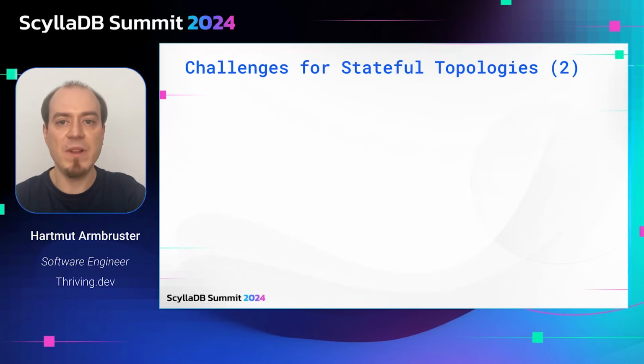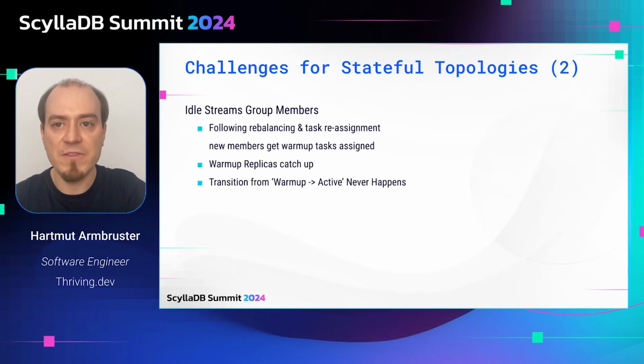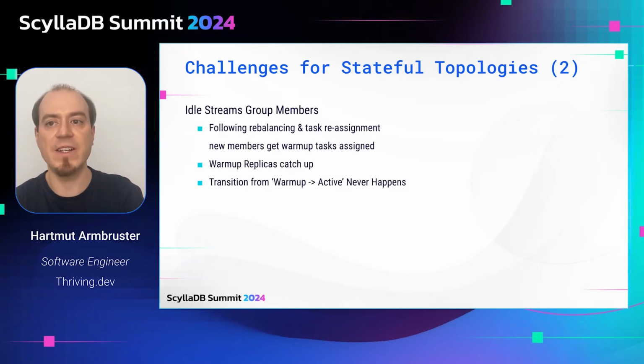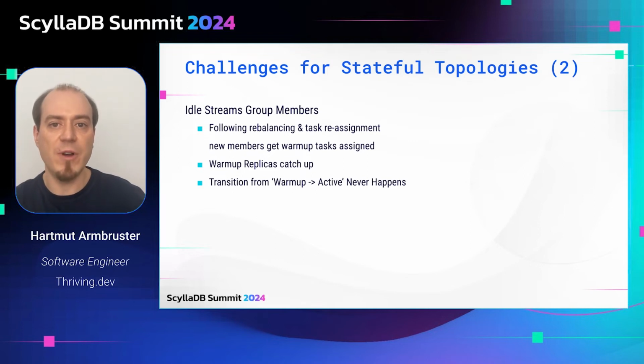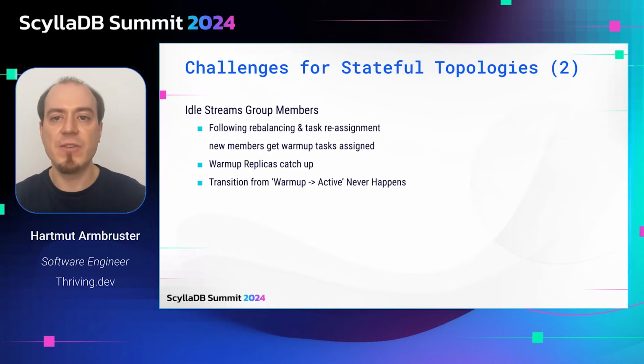Here's a second example I've personally spent a lot of time analyzing, debugging, and trying to get on top of. Idle streams group members. In Kafka Streams, there's a concept called warm-up replicas. Warm-up replicas are standbys created on demand to smooth task reassignment by preloading state in the background.